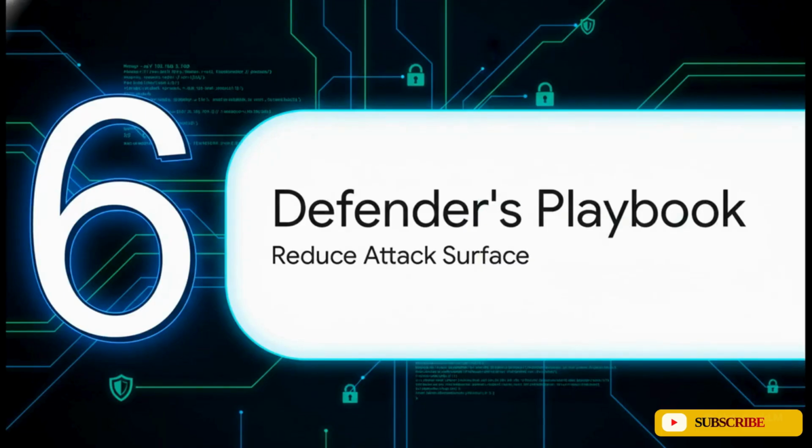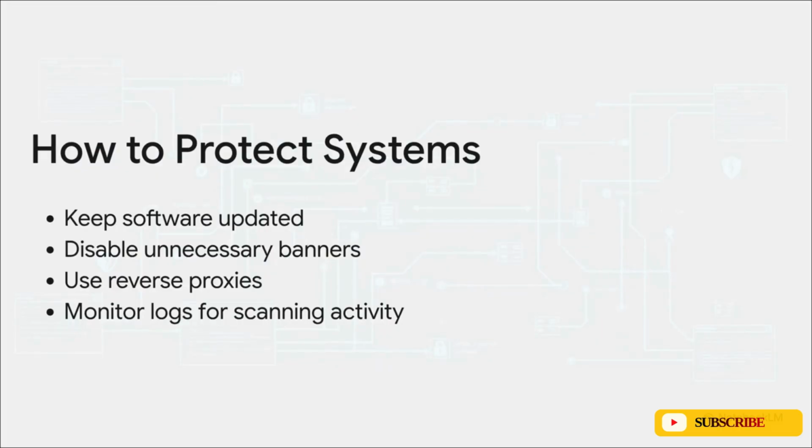Okay, so we've spent some time thinking like an attacker. Now let's pivot. Let's put on our defender hats. How do we protect our systems from this very kind of reconnaissance? Well, the Defender's Playbook is all about reducing the amount of information you're giving away for free. First, and I really can't say this enough, keep all your software updated. Patch your systems. Next, if you can, disable or customize those chatty service banners. Don't let them scream out their version numbers. You can also use things like reverse proxies to help hide details about your backend servers. And of course, you have to be actively monitoring your logs for those really noisy scans we talked about.